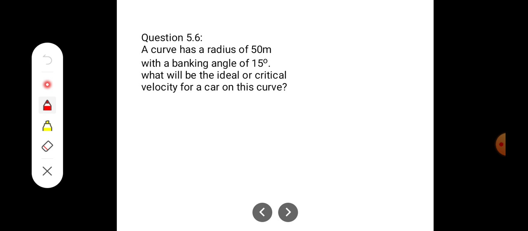A curve has a radius of 50 meters with a banking angle of 15 degrees. What would be the ideal or critical velocity for a car in this curve? Now let's see the solution here. Now remember we said that theta is equal to tan inverse of v squared over rg. It also means tan theta equals v squared over rg. When tan inverse moves to the other side of the equation, it becomes tan theta equal to v squared over rg. So your theta is 15.